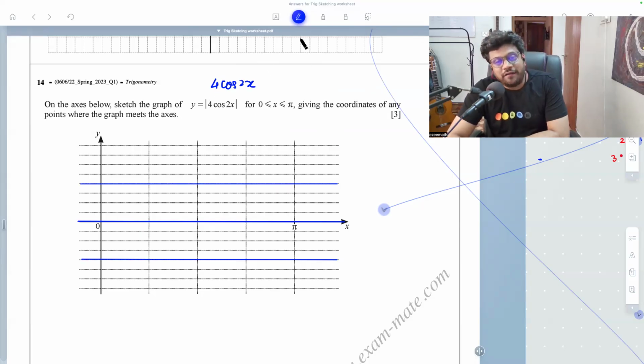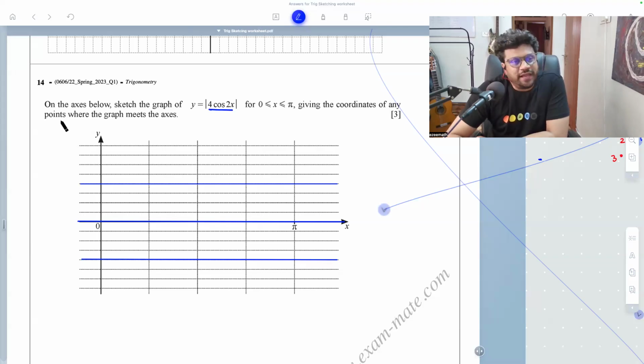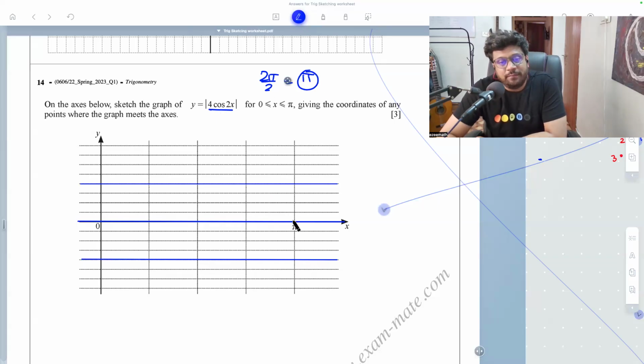And the mod part of it we'll address later. Once we have the curve for 4 cos of 2x, the mod part of it we'll address later. For now, give the coordinates of any points where the graph meets the axes. Oh, that's also a very nice thing to show. Okay, so I go for the period: 2 pi divided by b, which is 2, so the period is pi. So I'm supposed to have one whole curve between 0 and pi, one whole wave.